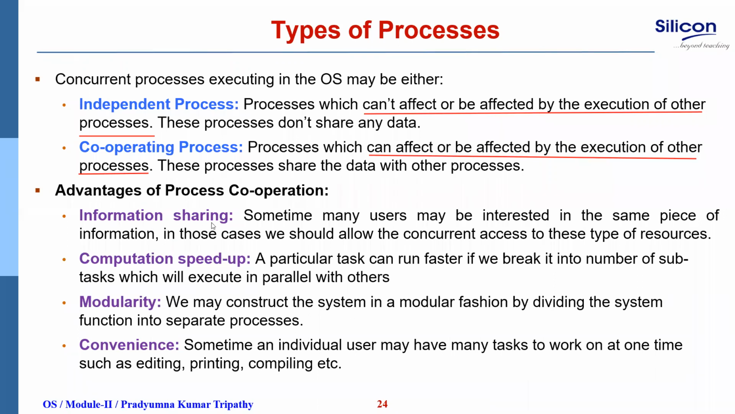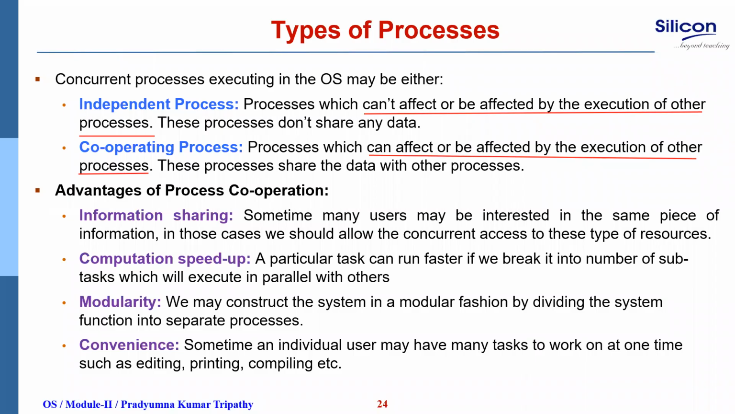Processes need to share some information. Sometimes many users may be interested in some piece of information. In those cases, we should allow concurrent access to this type of resource. So they have different processes, but they want common data to be shared.